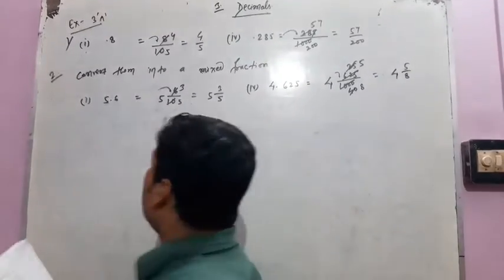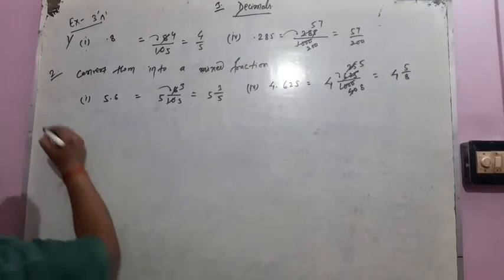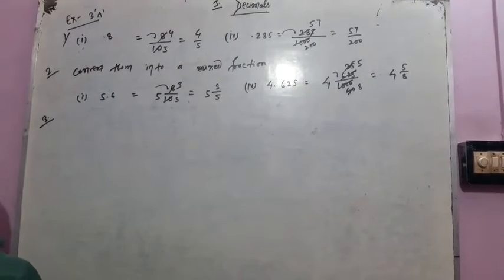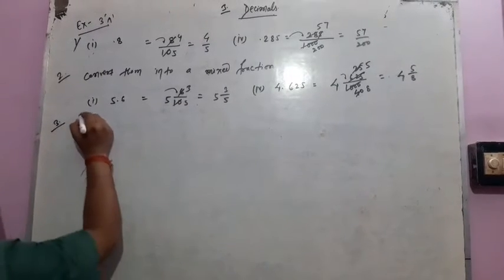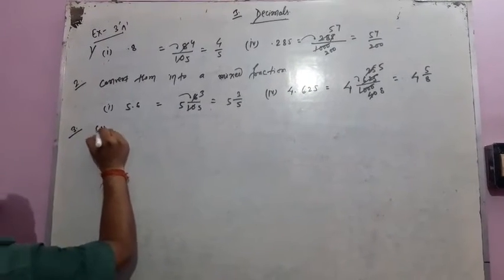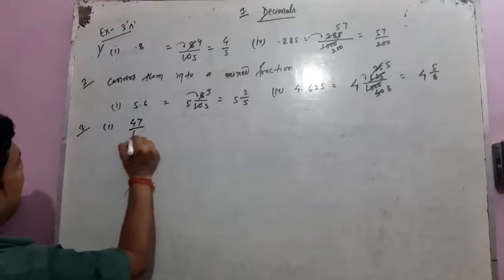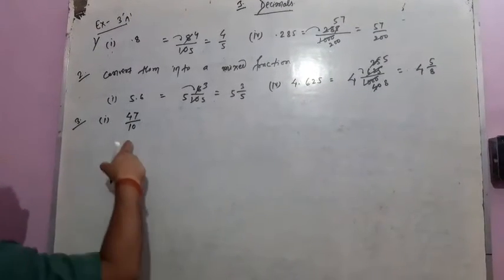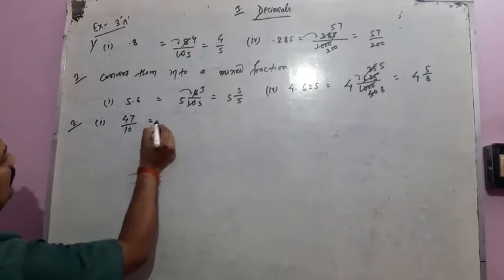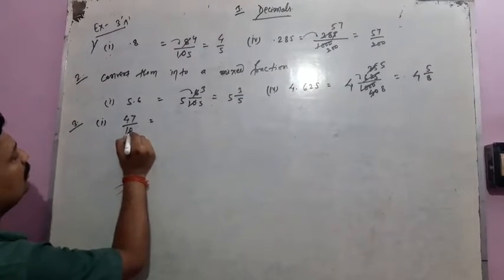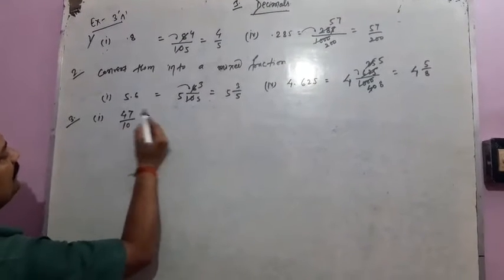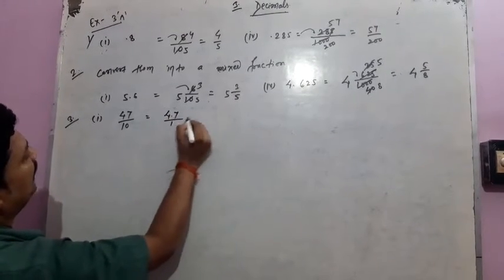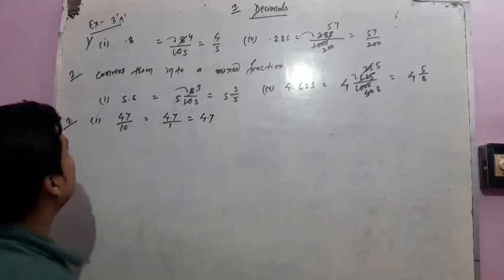Now in question number 3. Convert each of the following into a decimal. Suppose 47 by 10. This number we have to convert into a decimal. For converting it into a decimal, how many zeros are here? 1 zero. So we have to put the decimal after the first digit. 4 decimal 7 by 1, that is 4.7.